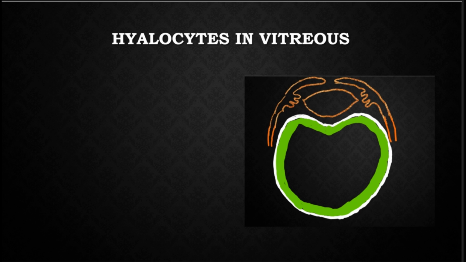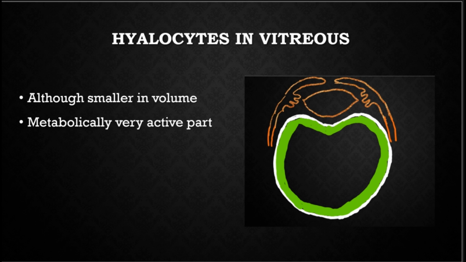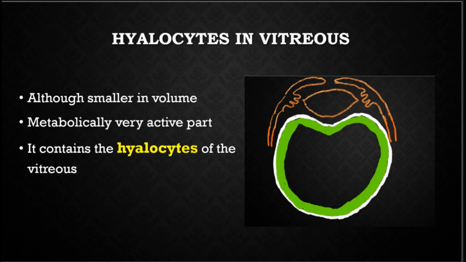The hyalocytes are also present in the medullary vitreous, but they are present in greater number in the cortical vitreous. Although the cortical vitreous has a very small volume, it actually forms the metabolically very active part of the vitreous. The reason for that is again because it contains these essential cells, which are hyalocytes. Apart from that, they also contain other cells like the fibrocytes and the glial cells.